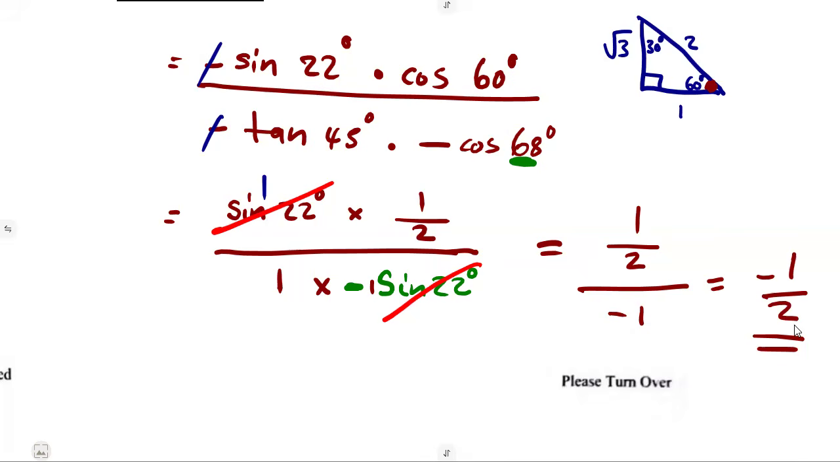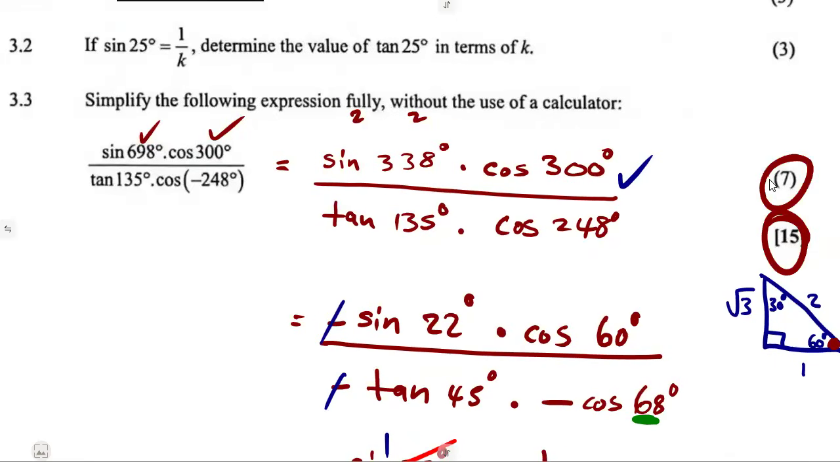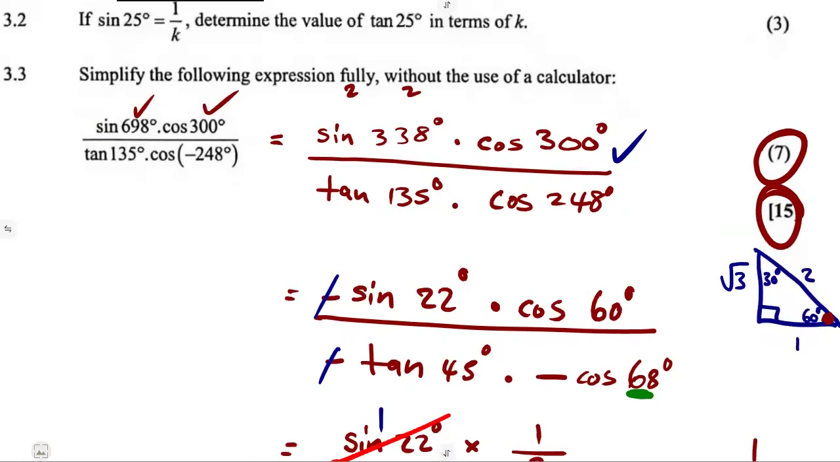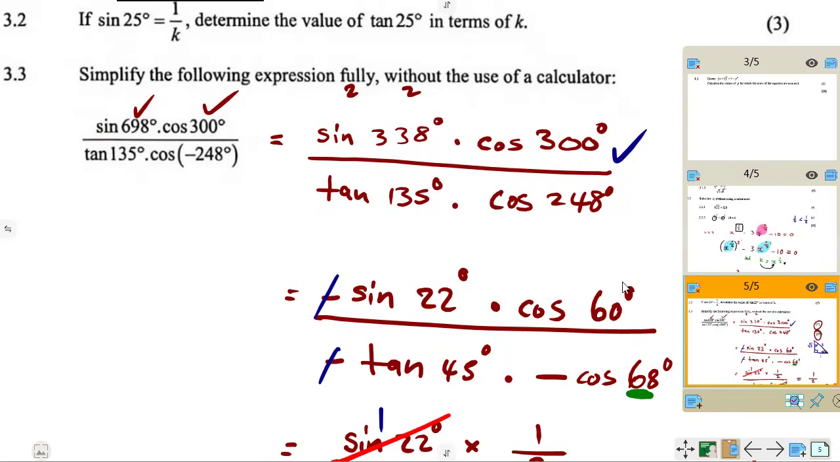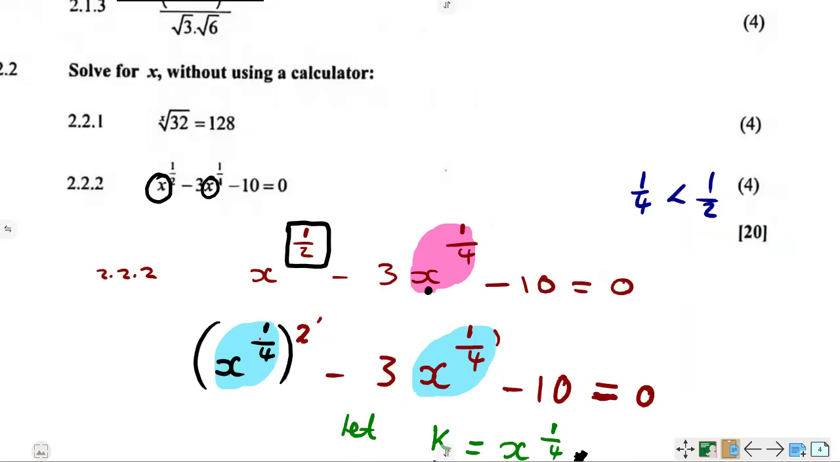So as you are simplifying, be very careful with the simplification procedures that you are being given. For question 3.3, that was it. You're having 7 marks, and the whole of question 3 is 15 marks. Let's see another part.